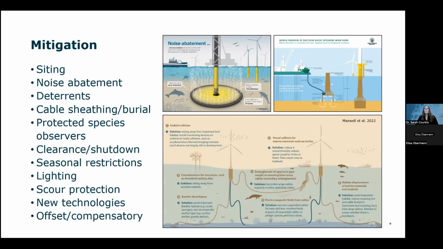And so when people are doing work at sea, there are third-party observers that are helping to minimize the impacts to protected species, which can include different types of clearance and shutdown measures, different seasonal restrictions about when and where you're installing wind farms, different types of lighting.